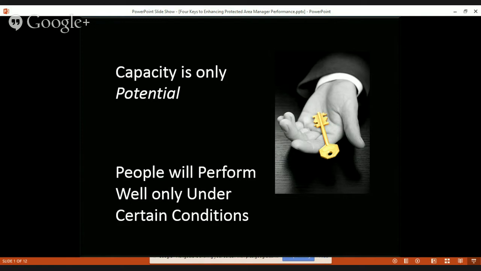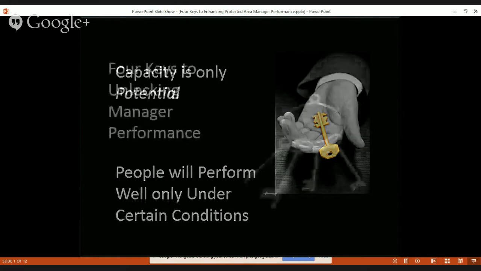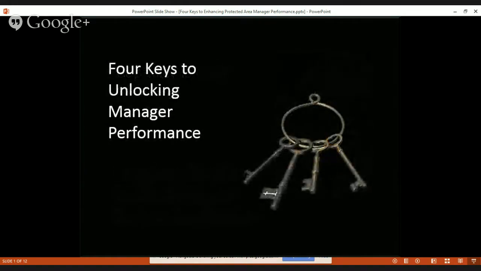So if capacity is only potential and it's not really enhanced performance, then how can we increase their performance? And so again, thinking about this and discussing this issue with colleagues, I came to this idea that there are 4 keys to unlocking manager performance. And that's what we want to do. We want enhanced performance of managers. We want them to effectively take care of and provide good stewardship to the areas that are under their direction and authority. And we need to think about these 4 keys.